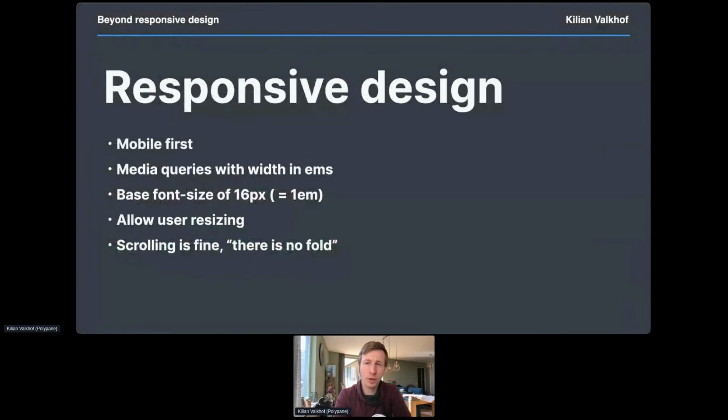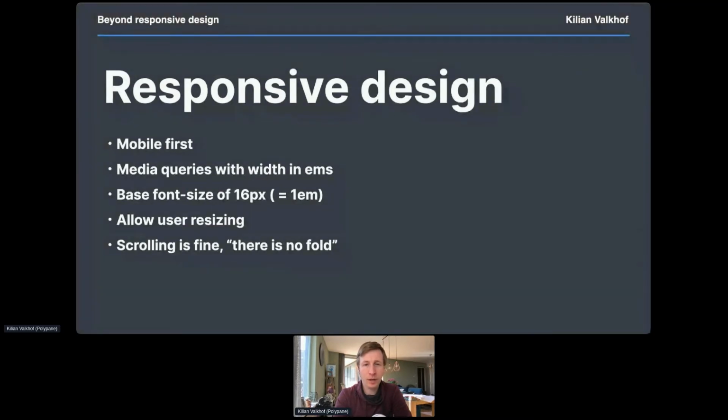And we also have a pretty solid understanding nowadays of how responsive design should be approached. So I think responsive design should be mobile first. It should be done with media queries with widths in ems. You should use a base font size of 16 pixels, which is the same as 1em. You should always allow user resizing. And of course, scrolling is fine because there is no fold. We also want to make sure that our media queries are either max or min widths, but not both, just to keep things manageable.